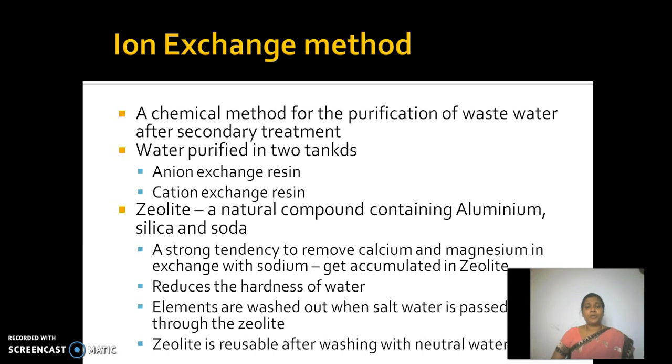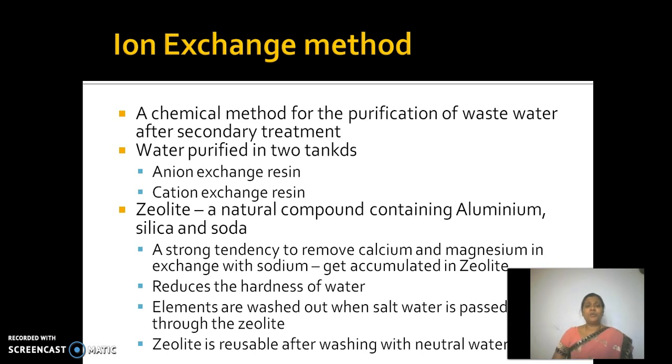Here we will use two tanks. The first one consists of anion exchange resin, and the second one contains cation exchange resin. So first let us talk about anion exchange resin. First you must know the difference between the anion and cation. Anion is the negatively charged molecular species, and cation is the positively charged, the overall net charge of the compound, based on which we classify anions and cations.